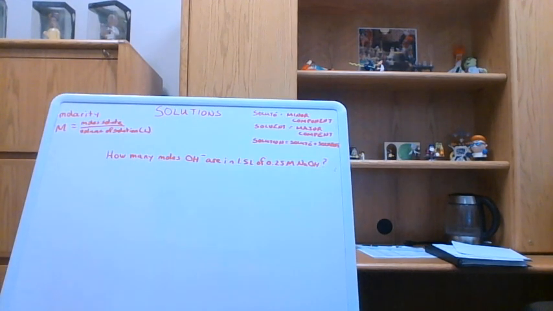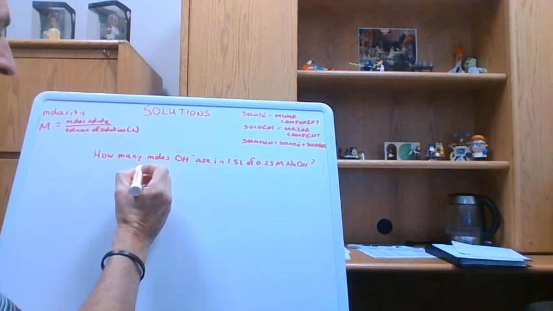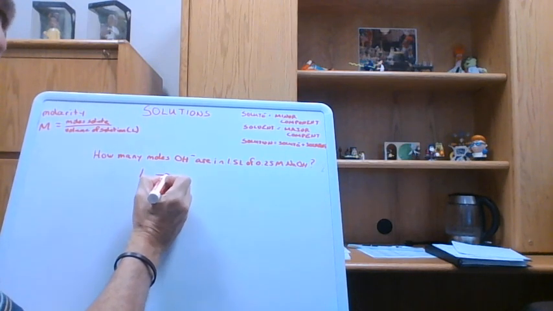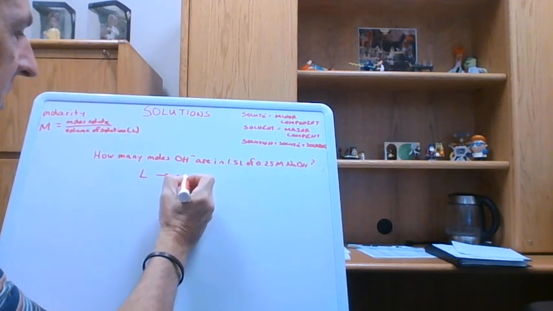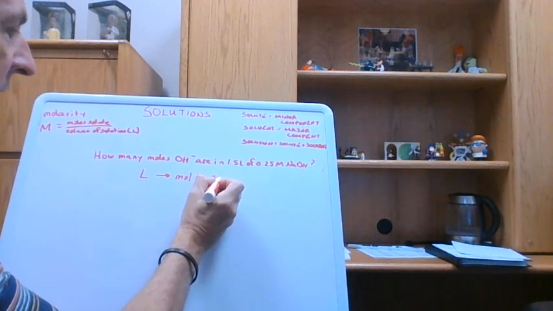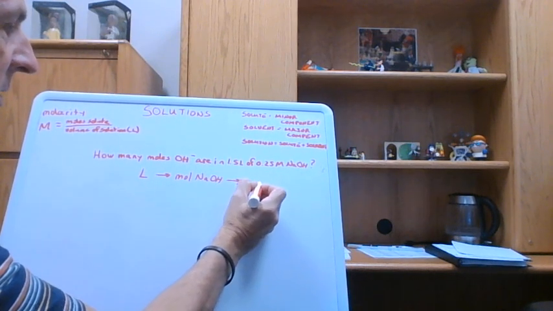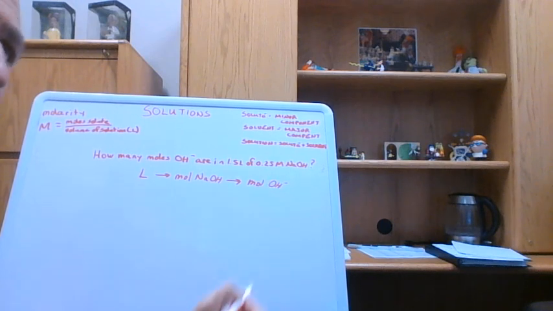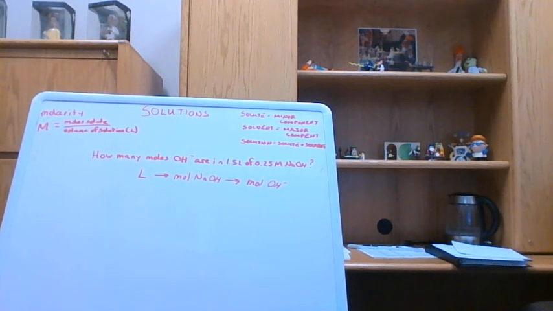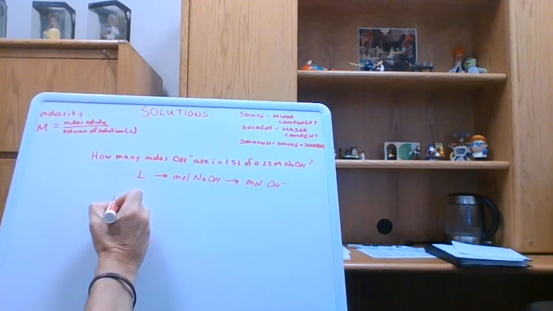All right, let's look at one last molarity type problem for our solution. So it asks how many moles of hydroxide are in 1.5 liters of 0.25 molar sodium hydroxide. So what we want to do is go from liters to moles of sodium hydroxide, and then to moles of OH minus. So that's kind of the roadmap we're going to follow, right? And so we're going to start with liters. We're given that we have 1.5 liters.